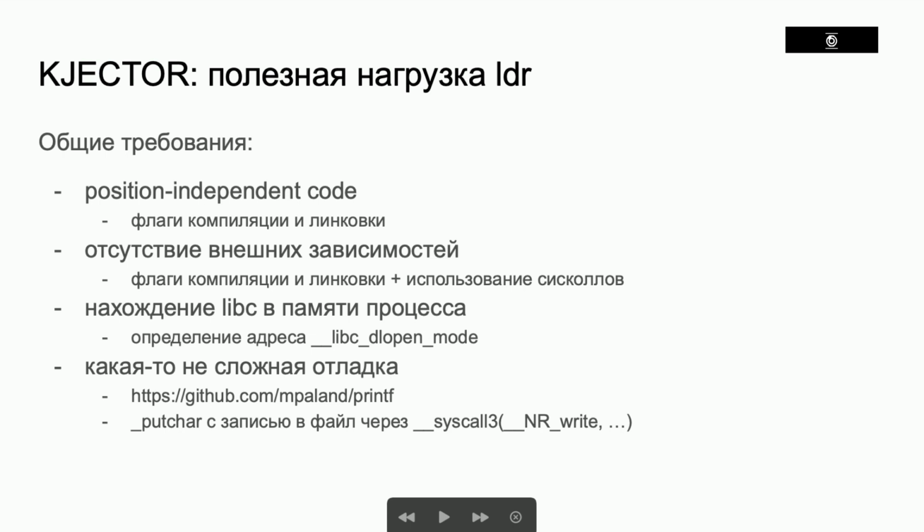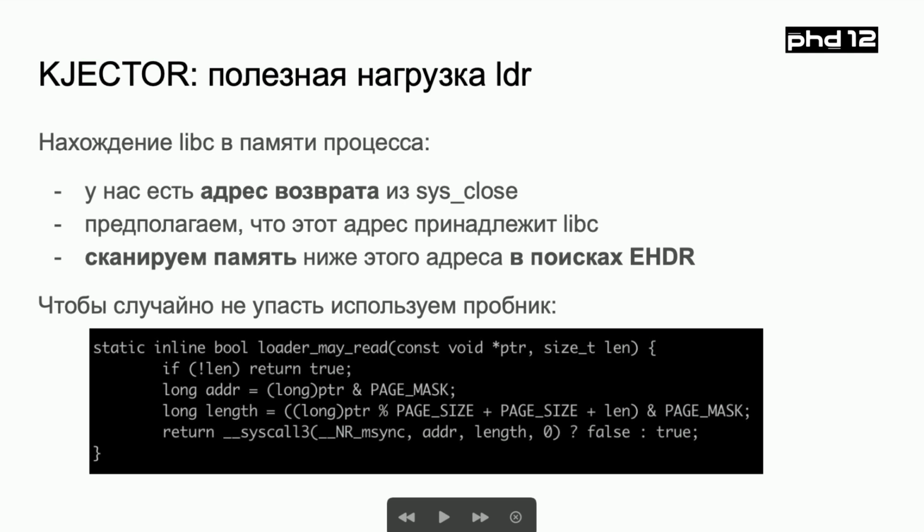And so with putchar, all you've got to use is a syscall, like our write syscall, to write into a file. So you summon the printf function as part of this payload, then you will be able to write whatever you need into a given file.